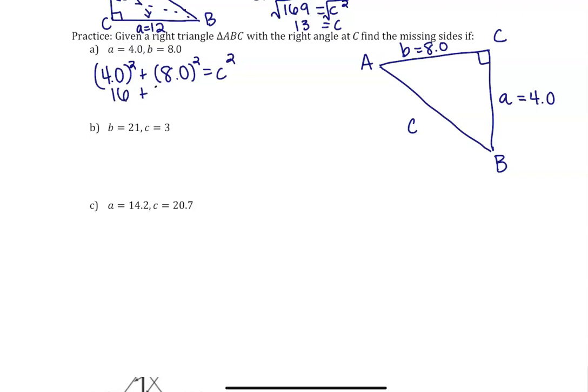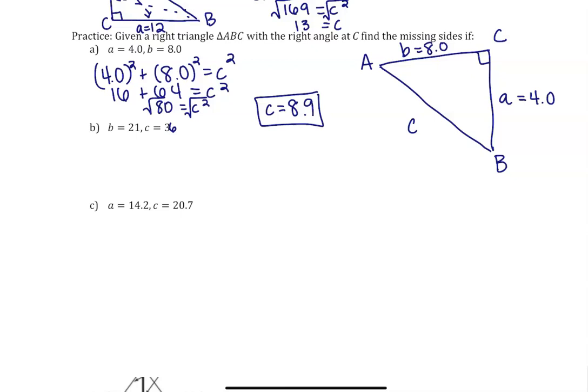That's 16 plus 64 equals c squared. And when we add 16 plus 64, we get 80. So 80 equals c squared. You take the square root, and here the square root of 80 is a long decimal, and so we'll keep the rest of the measurements having one decimal point, and so this one would be approximately 8.9.